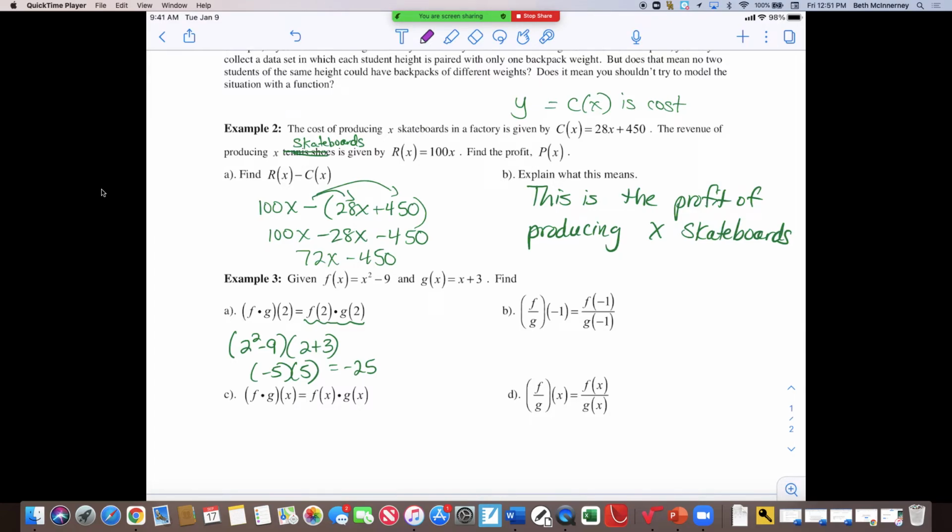So f over g of negative 1 means f of negative 1 divided by g of negative 1. So be careful when you square a negative. What happens when you square a negative? It becomes positive. So x squared means you're taking the number times itself. So that's going to be positive. So that's 1 minus 9 over 2. That's negative 8 over 2, which is negative 4.